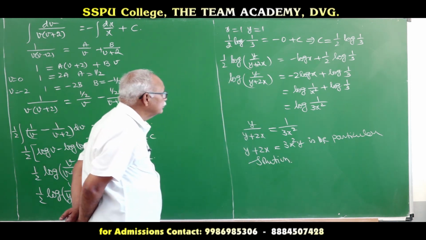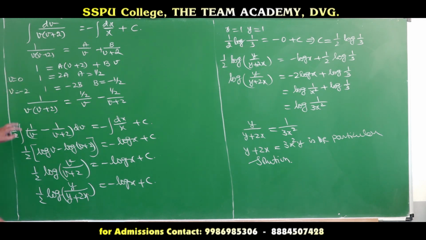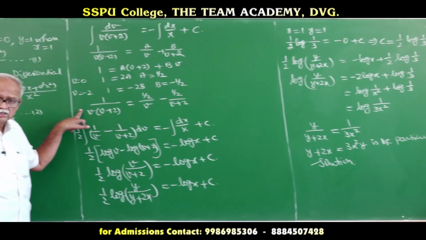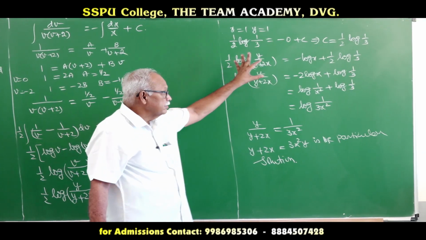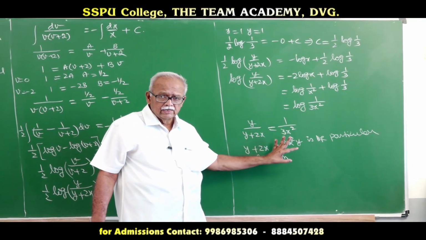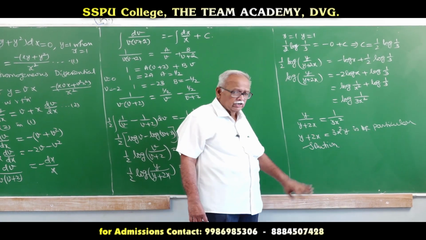So, we have to be thorough with integration. This integration is 1 by v into v plus 2. That integration, afterwards you simplify it, calculate c and complete the answer. We will go to the next question.